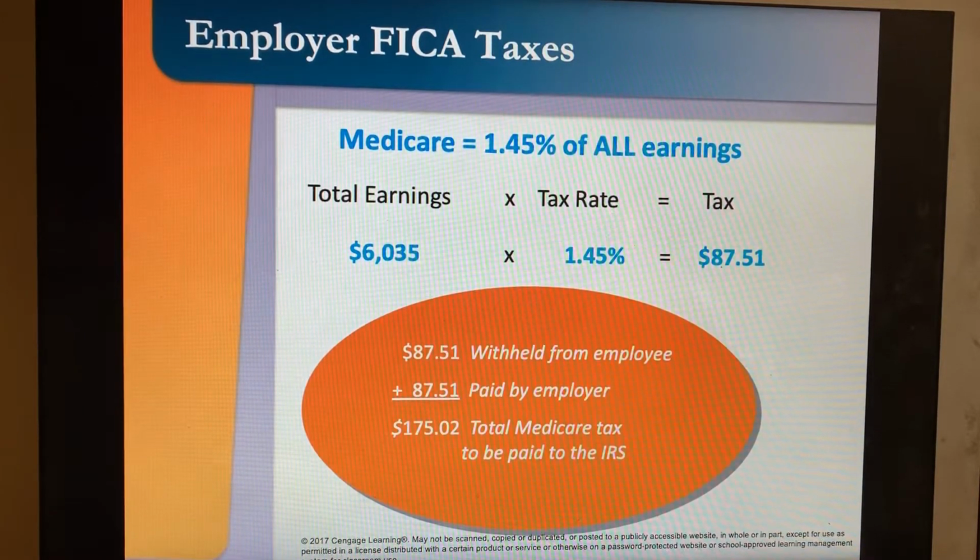Medicare is 1.45% of all earnings. So total earnings of $6,035 times the tax rate of 1.45% equals $87.51. The employee has that money withheld, and the amount paid by the employer is the same amount. It's matching. So the total Medicare tax paid to the IRS is $175.02.